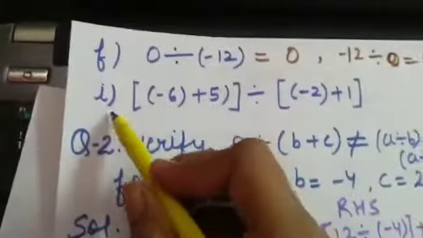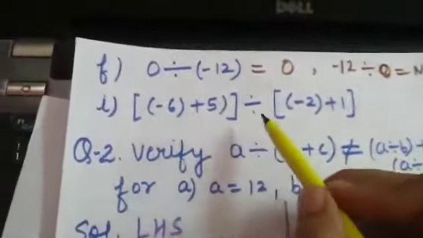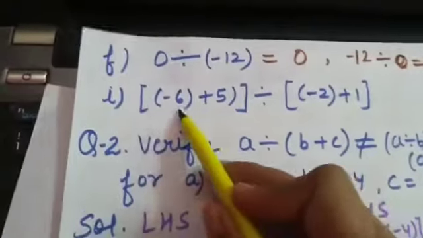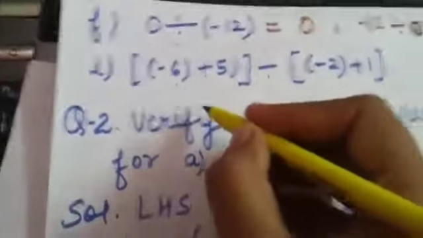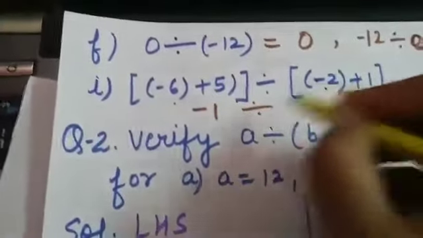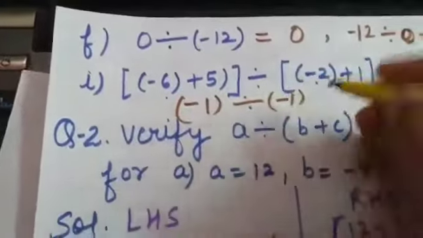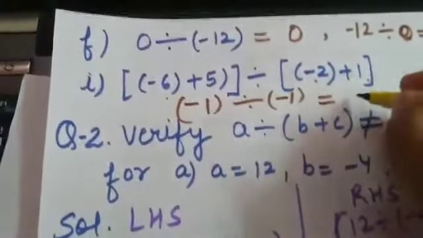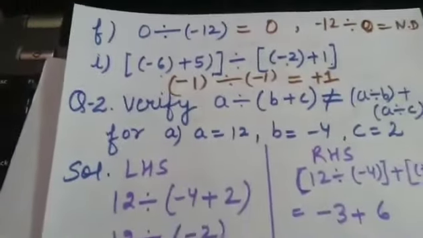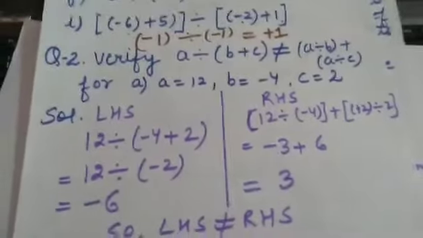Now come to part I. Here we have two brackets with a division sign. Here minus 6 plus 5 equals minus 1, divided by minus 2 plus 1, that is minus 1. Here you are dividing negative integers. Two negative integers give a positive integer. This is our question number 1. I have taken 3 parts. Now come to question number 2.